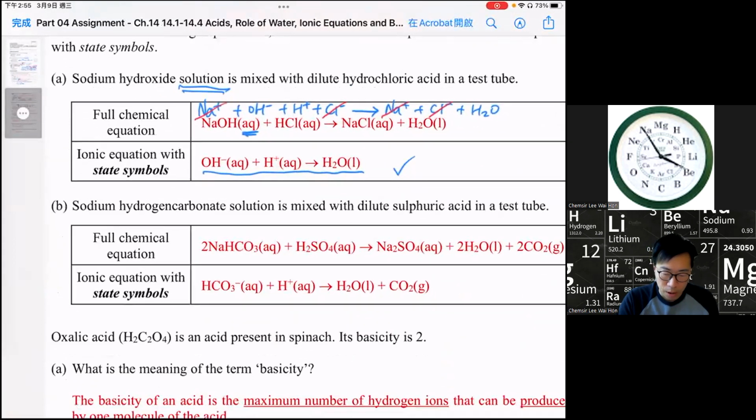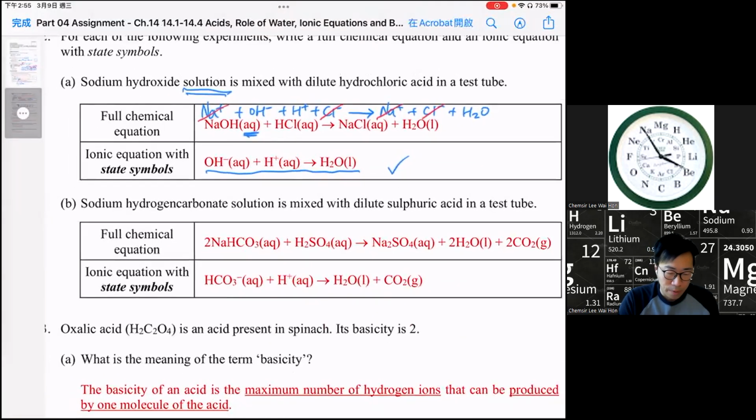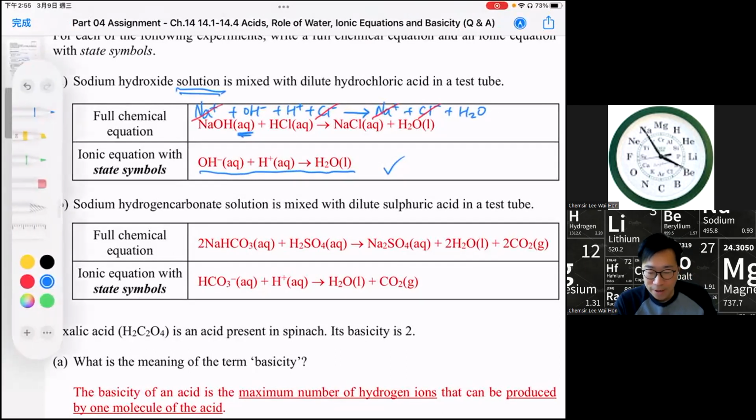So this is the correct answer for the ionic equation. And then in part B, it is so interesting that some of you got a wrong ionic equation. First of all, I found a few of you were careless. Right here, you forgot to balance the equation by putting the 2 here. So this is the correct full chemical equation, and then maybe you start from this trying to work out the ionic equation.